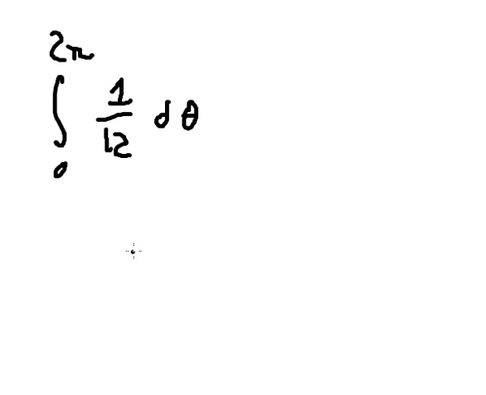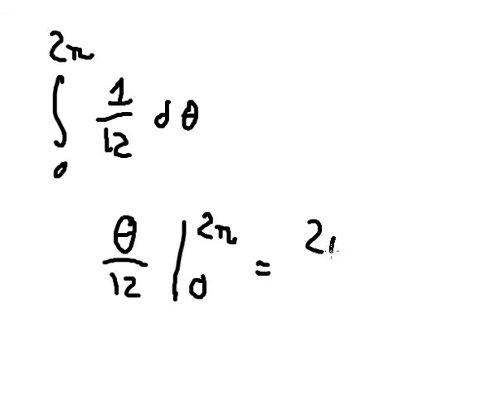The integration of this one, we have theta over 12. The bounds are from 0 to 2π. And now we have the final answer, and that is π over 6.